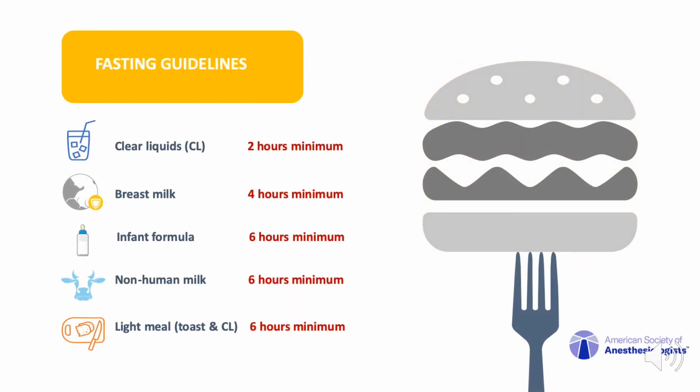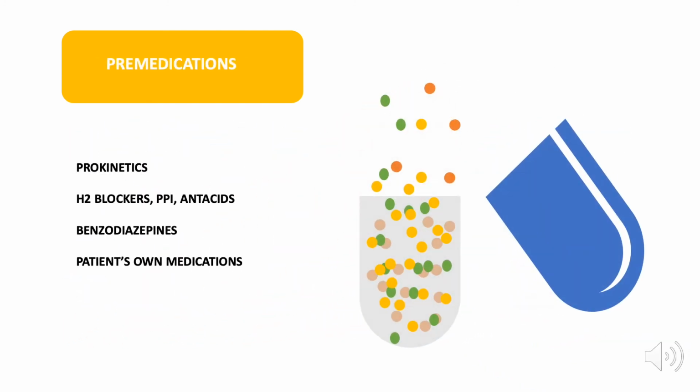Fasting guidelines formulated by the ASA include clear liquids with a minimum of 2 hours, breast milk 4 hours minimum, infant formula 6 hours, non-human milk and light meal 6 hours of fasting. We can also give premedications to these patients. We give prokinetics to increase gastric emptying and reduce gastric aspiration. We provide H2 blockers, proton pump inhibitors, or antacids. If the patient is really anxious, we can opt to give them benzodiazepines or just talk to them, explain the procedures and calm them down. Sometimes, and most of the time, they're okay with that.